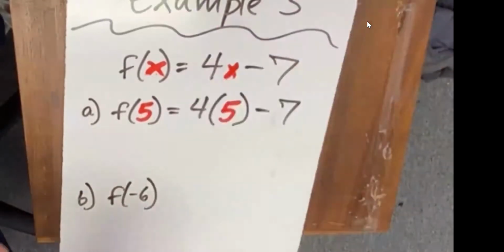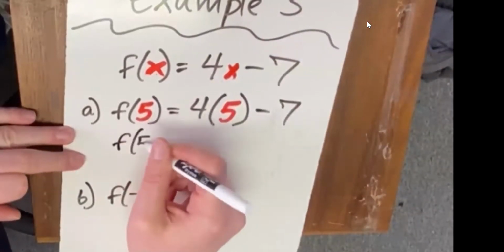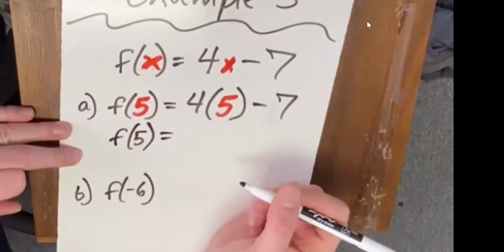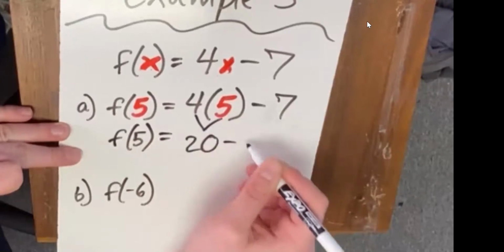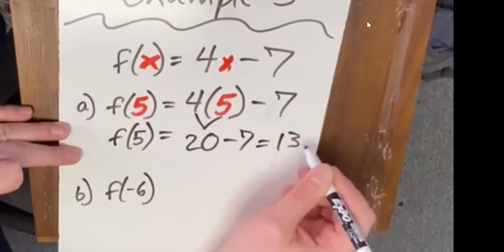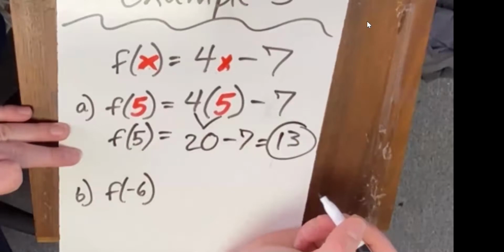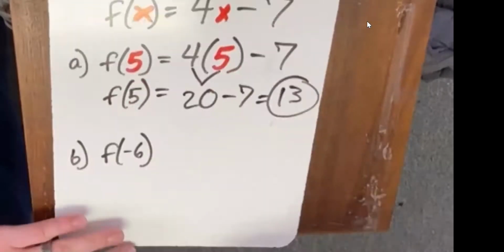So now we can figure out what is f of 5. Well, now we just use PEMDAS from here. 4 times 5 is 20. 20 minus 7, that's 13. So f of 5 equals 13, right? You guys know how to do that.